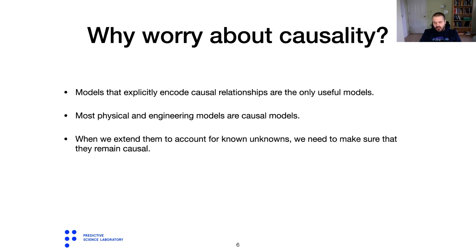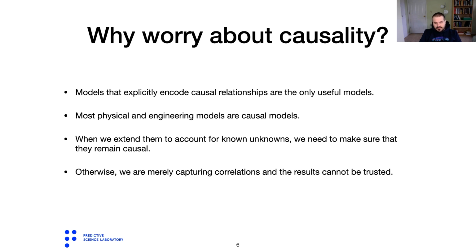And the problem is that when you extend the physical or engineering models to account for uncertainty, you need to make sure that these extensions remain causal. Otherwise, if you don't pay attention to that and you blindly build models and calibrate them on data, you may end up with models that capture just correlations between variables. And these models are completely useless because you cannot use them to make decisions. You cannot trust these models.